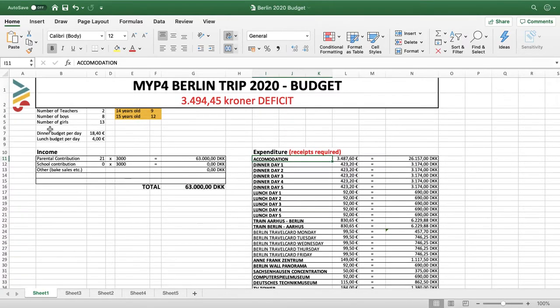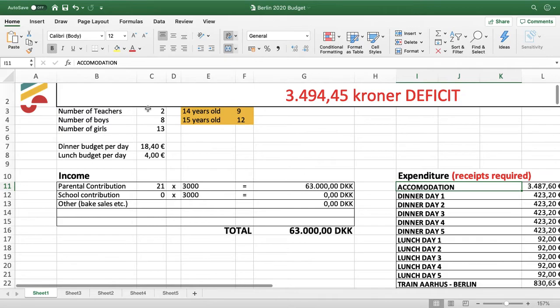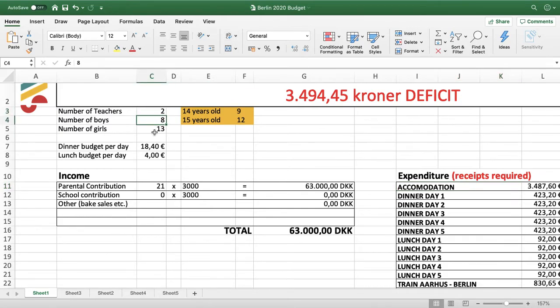Okay, so I had a thing with the number of teachers, and then the number of boys, and the number of girls, and the ages they were, and that was important for rooming. So you wanted a split between the boys and the girls for rooming in the accommodation, and you wanted to know the ages because that was relevant to train fares. The cut-off point for a child fare is different in Germany to in Denmark, so that's something you need to look into.